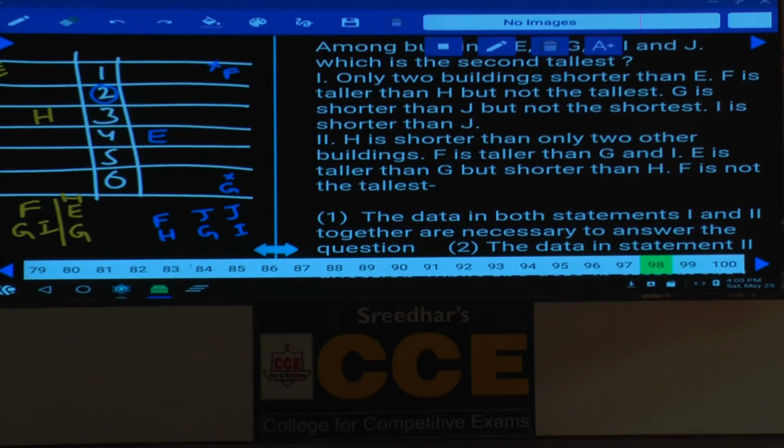Now with the help of this, E cannot be at the second place, G cannot be at the second place, isn't it? And the remaining, F can be here or I can be here. Are you getting more than one answer or not? Hence 2 alone is also not sufficient.